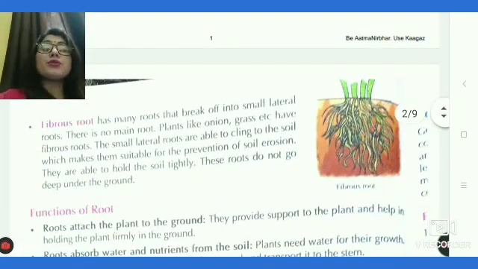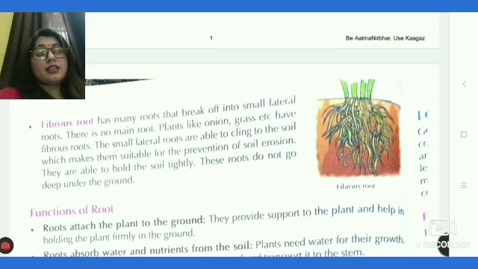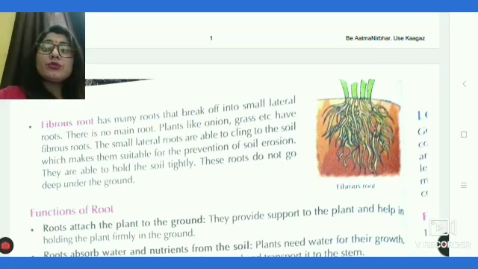Then we have fibrous root. Fiber means dhage. The word fibrous means dhage. So fibrous roots have many roots that break off into small lateral roots. Now lateral means side roots. It has many roots. There is no main root. You cannot say that this is the main root or that is the main root.